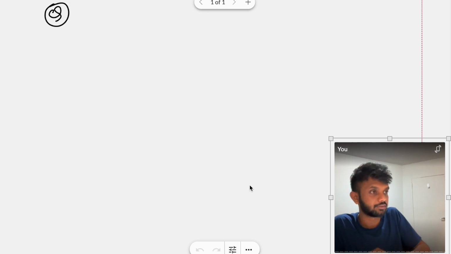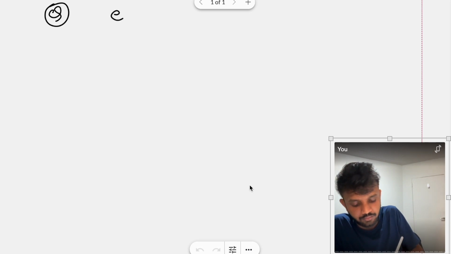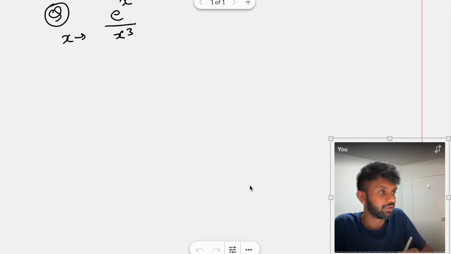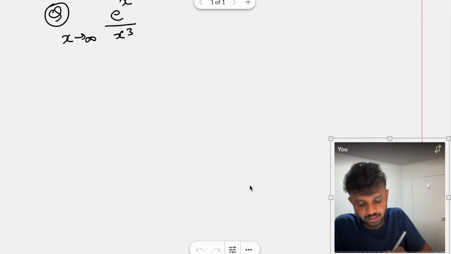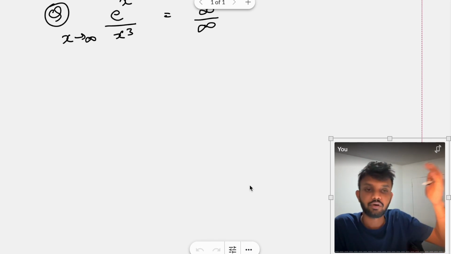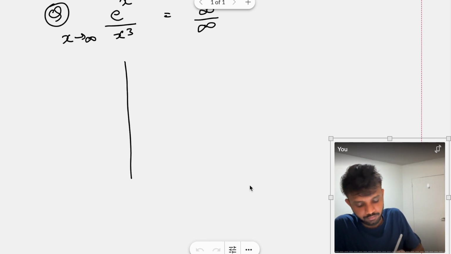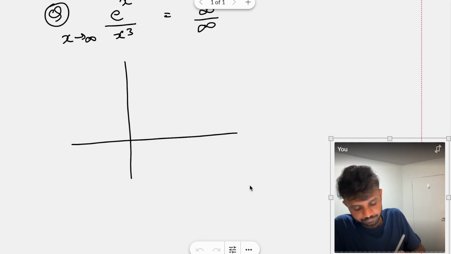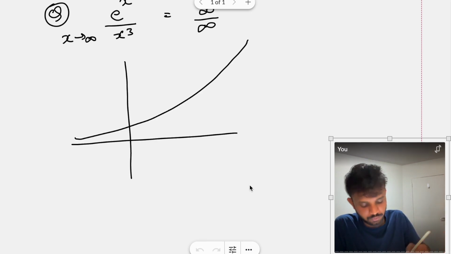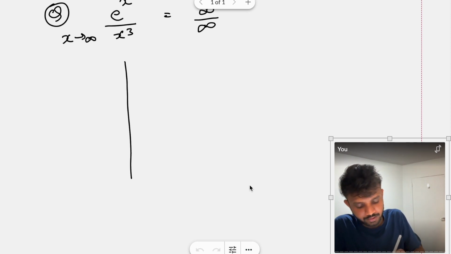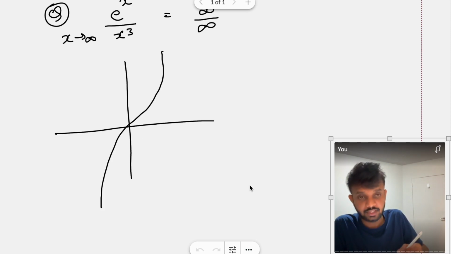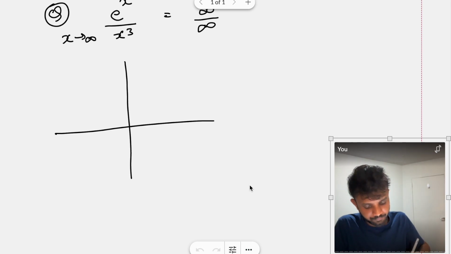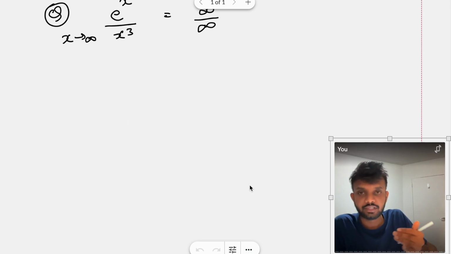Suppose I have a function that is e to the power x over x cube, right? And here x tends to infinity, right? So now this form reduces to infinity over infinity, right? Because e to the power infinity is infinity. This is how the graph of e to the power x looks. That is always positive and goes up to infinity, right? And the graph of x cube will be this, which at infinity also approaches infinity. So now I'll differentiate the first function and the second function. I'll apply the L'Hopital rule, right?